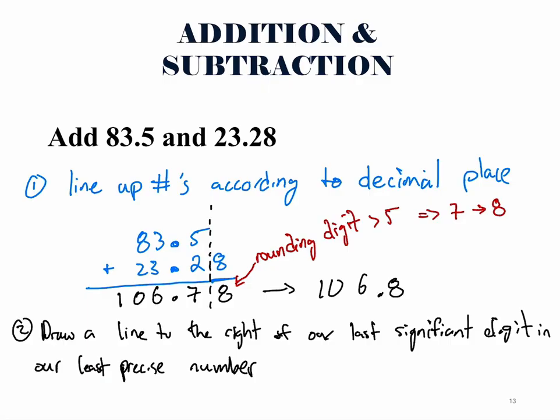So another way we can think of this is we have 83.5, which is only accurate to this digit here, right? That means if this measurement is only accurate to that and we add it to another measurement that's more accurate, then the final answer can't be more accurate than whatever was the least accurate number. Right, that sets a limit on what our final answer can be. Good question.